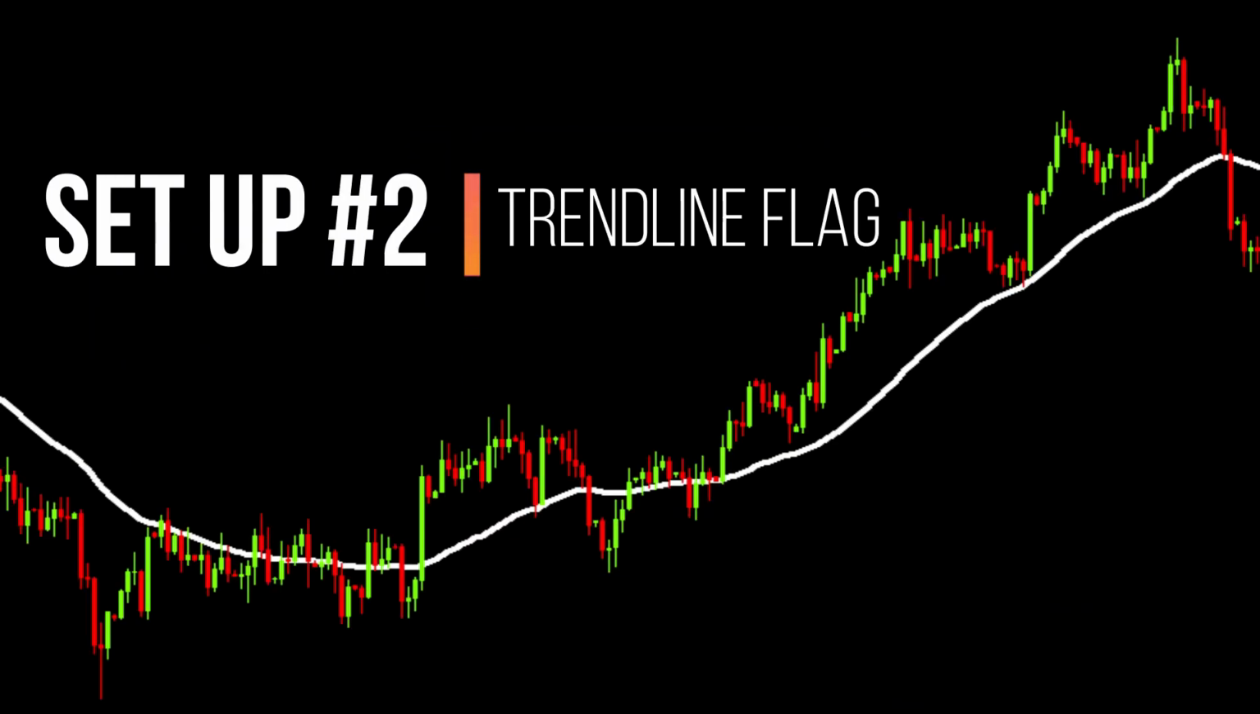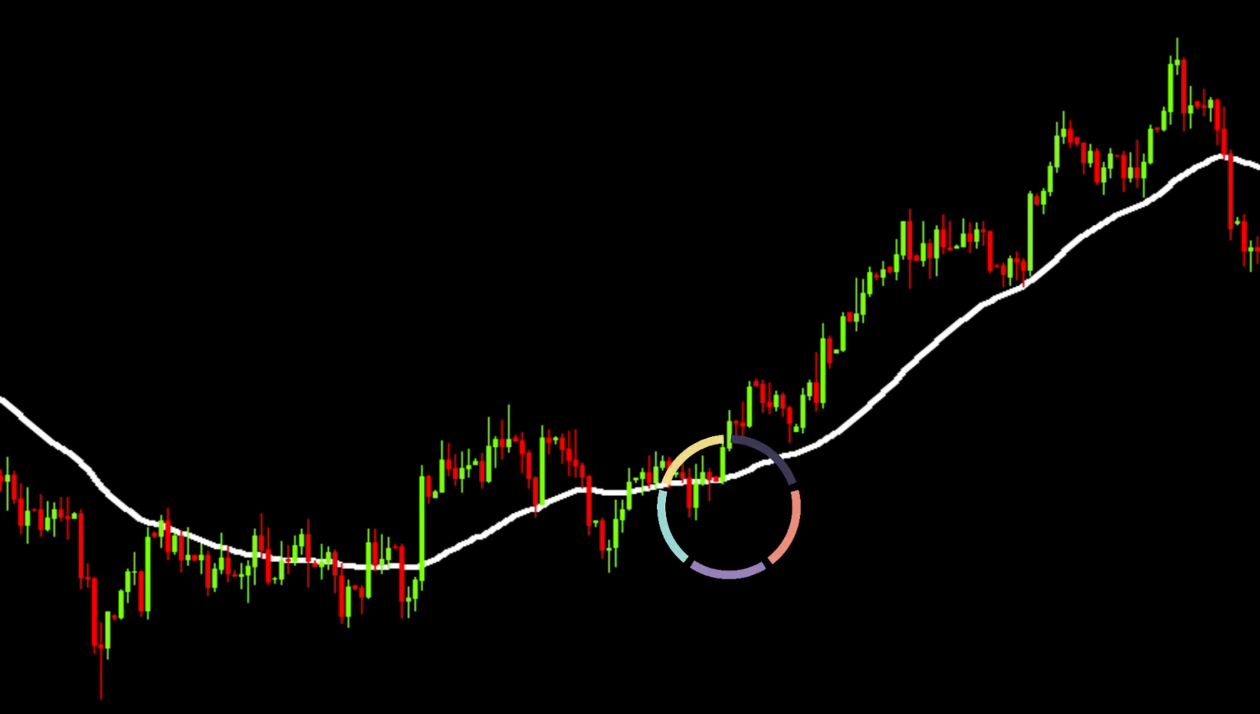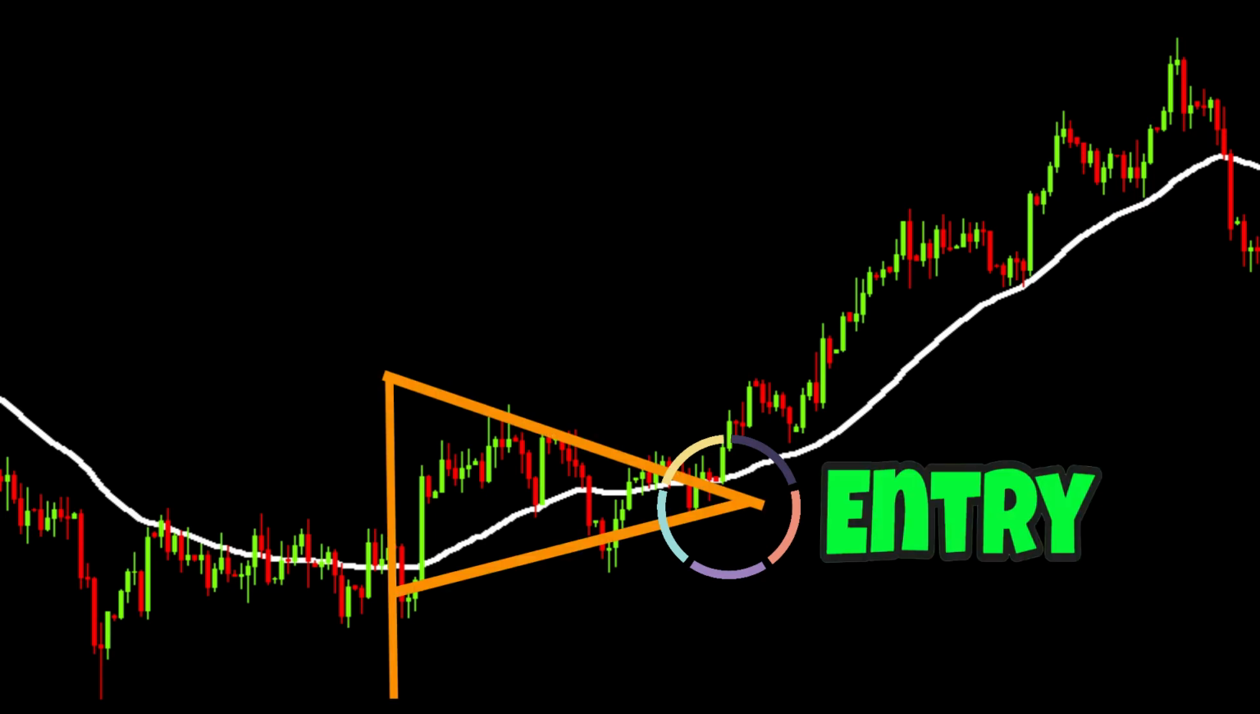Setup number 2. Trendline flag. Whereas break and retest scenarios can be considered reversal trading, or early trend following, flags classify as regular or late trend following. With flags trading, you look for an established trend and then await a consolidation or pullback. If you can describe the pullback with a trend line, then it might be possible to trade such a flag once the price has broken the trend line and resumed trading into the trend direction.